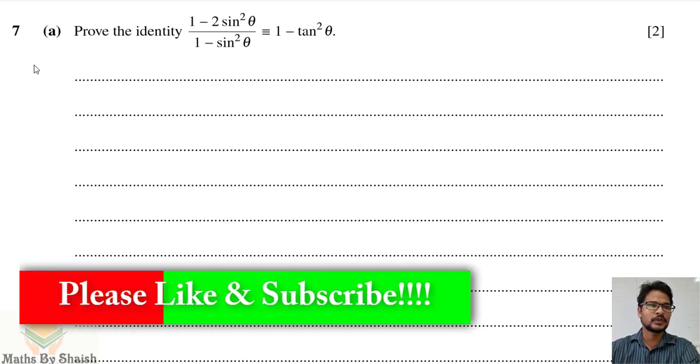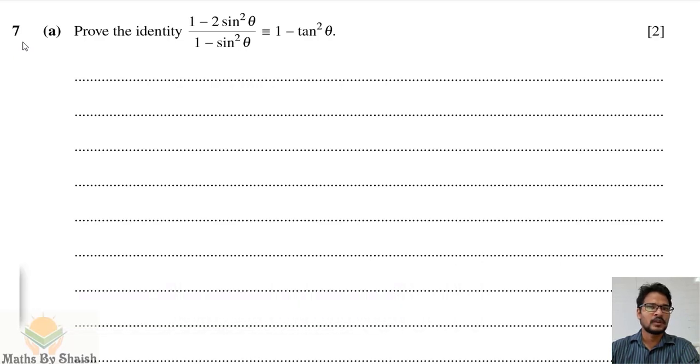Today in this video we are going to discuss the last 5 questions from May-June 2021 Cambridge AS and A-Level Mathematics. It is paper 1, that is pure mathematics 1, and the component is 970911. So let's start with question number 7, A part. It is: prove the identity (1 minus 2 sine square theta) over (1 minus sine square theta) is equivalent to 1 minus tan square theta.